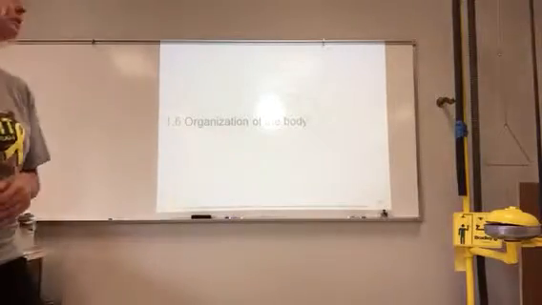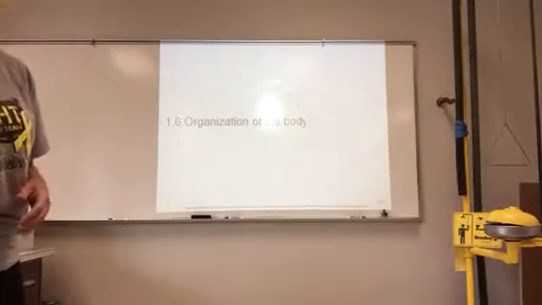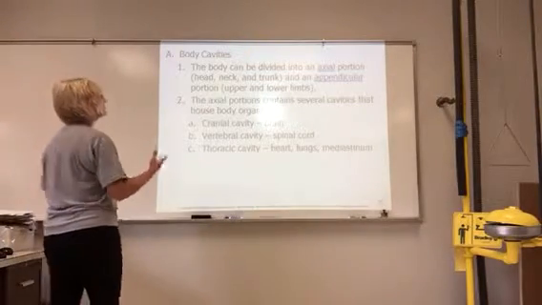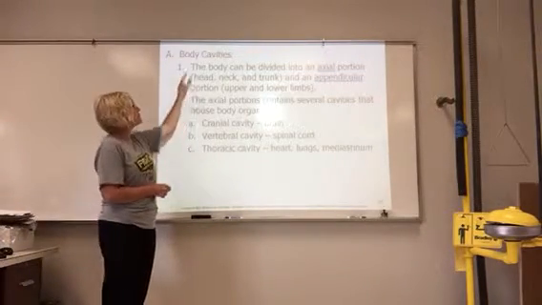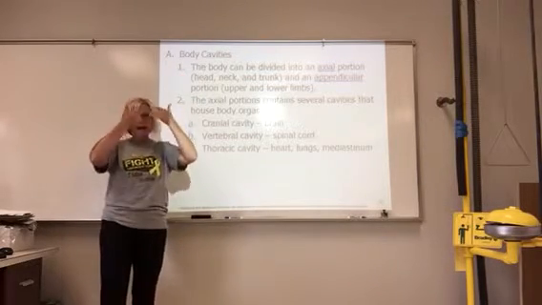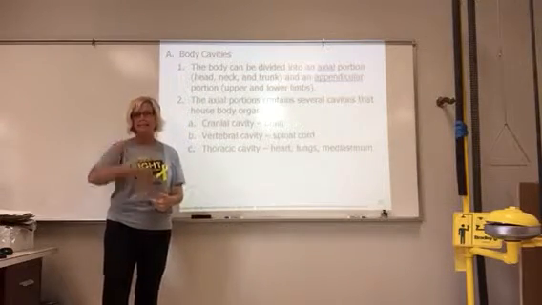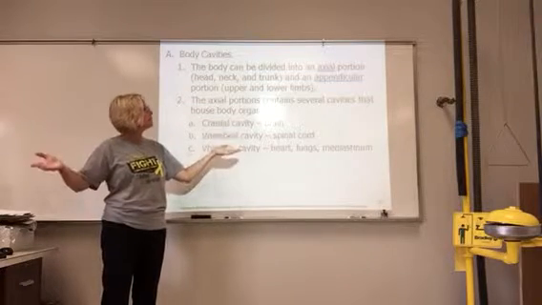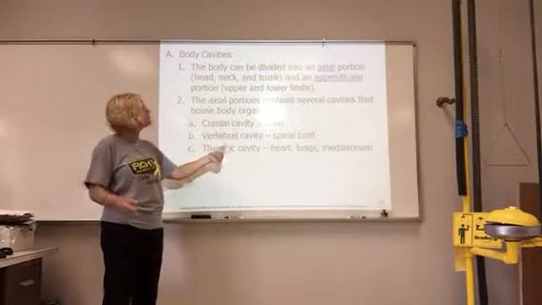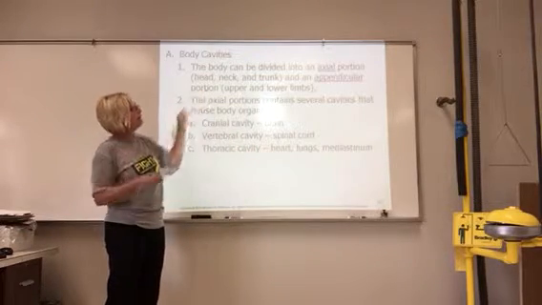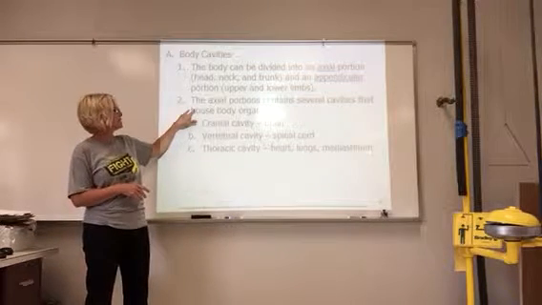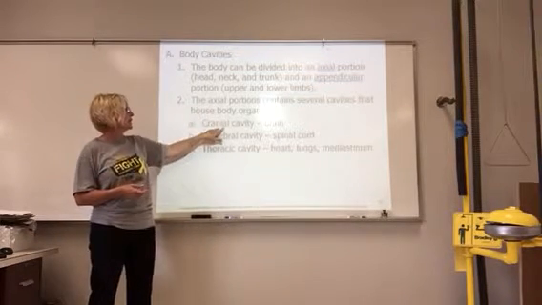Okay, continuing on with your notes, we're going to start to look at the organization of the body. And to start that, there's different cavities. So the body is divided basically into two main sections: axial, or axis, down the center, and then appendicular is anything that comes off of it, so your limbs, your arms, your legs, that come off of the axial portion. The axial portion contains several cavities.